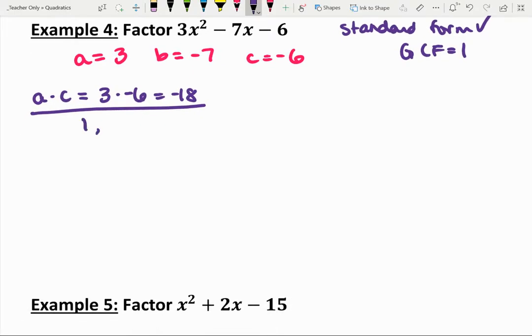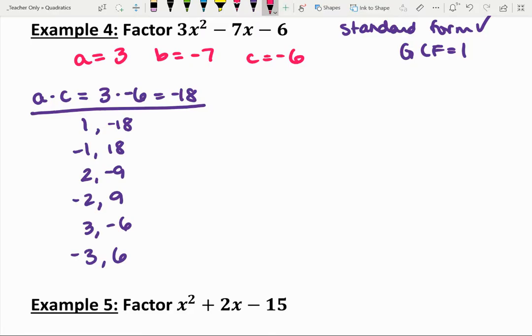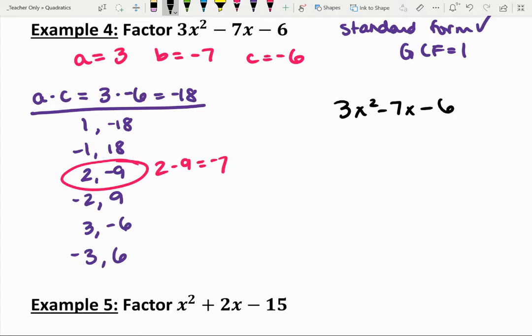So let's try 1 and negative 18, or negative 1 and positive 18, 2 and negative 9, or negative 2 and positive 9, 3 and negative 6, or negative 3 and positive 6. So I need to choose my pair carefully, and I'm going to choose 2 and negative 9, because 2 minus 9, or plus a negative 9, is equal to negative 7. So 3x squared minus 7x minus 6 will become 3x squared plus 2x minus 9x minus 6.